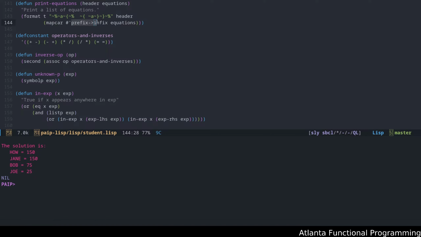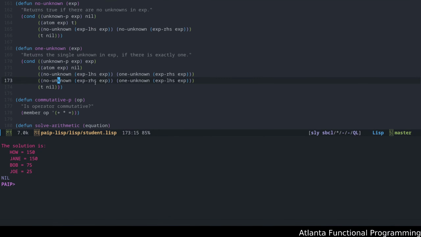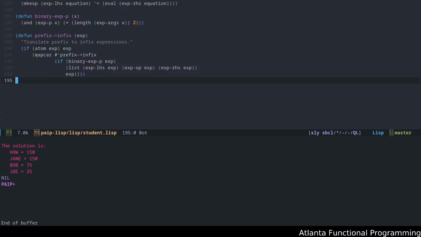But the magic sauce is this prefix infix function. What this does is an if statement. Basically, if we're dealing with a single atom expression, we just simply return it. Otherwise, we're dealing with an actual structure, in which case we have to run prefix infix on the actual expression by first checking to see if it's a binary expression. If it's a binary expression, then we can construct the left-hand side expression, the operation, and the right-hand side of the expression. Otherwise, we'll return the actual expression in prefix infix form.